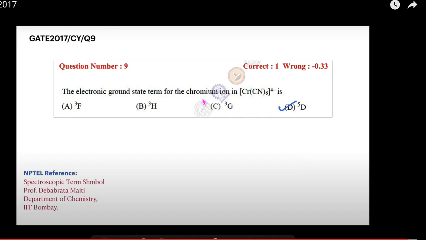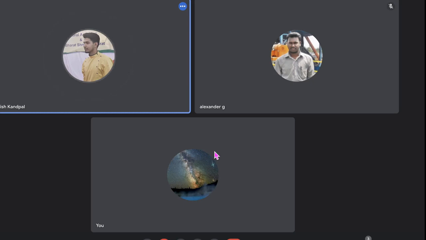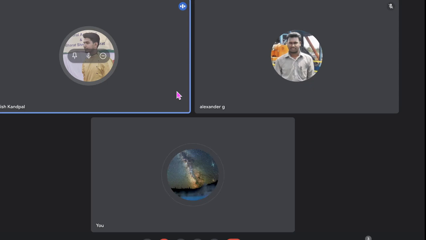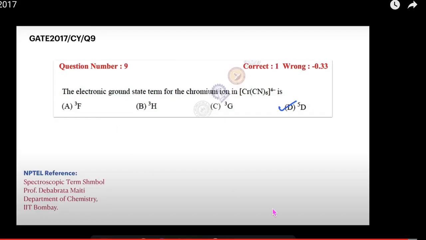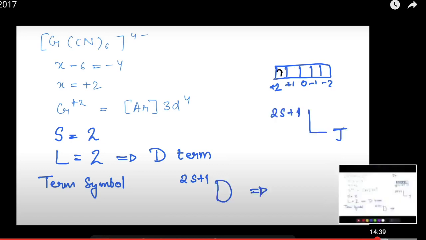Option B, okay. I think chromium's electronic configuration is d4, correct? Yes, ma'am. CN is a strong field ligand, ma'am. It will form a low spin complex. Yes, and all 4 electrons will enter t2g. There will be pairing of electrons. We will have one pair of electrons. Okay, so I have to look into this one.